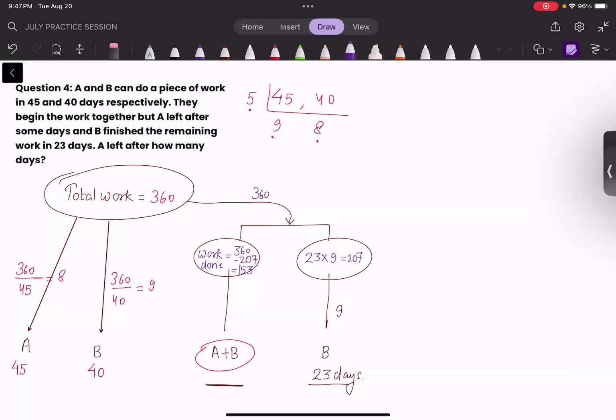What is the work rate of A and B? What is that? 17. 9 plus 8. 9 is the work rate of B. 8 is the work rate of A. So 9 plus 8, 17. Okay. Now, how much time will A and B take to finish it? So again, don't think anything. Just do division. 153 by 17. How much? 9. Now look at this situation and tell after how many days A left. After how many days did A leave?